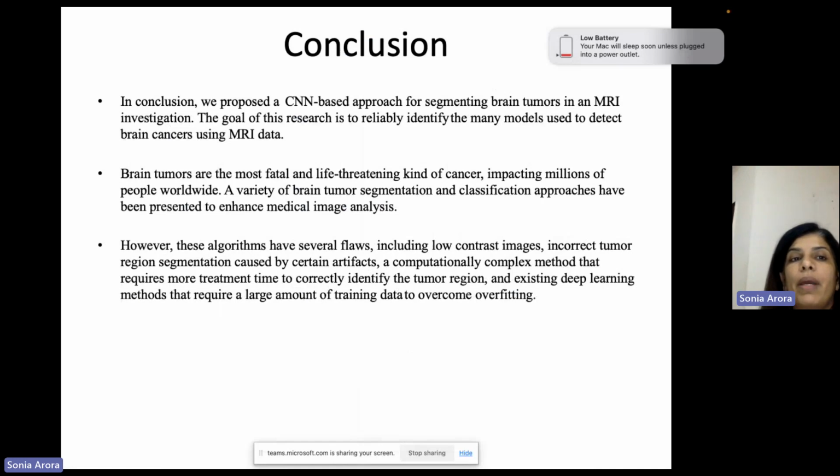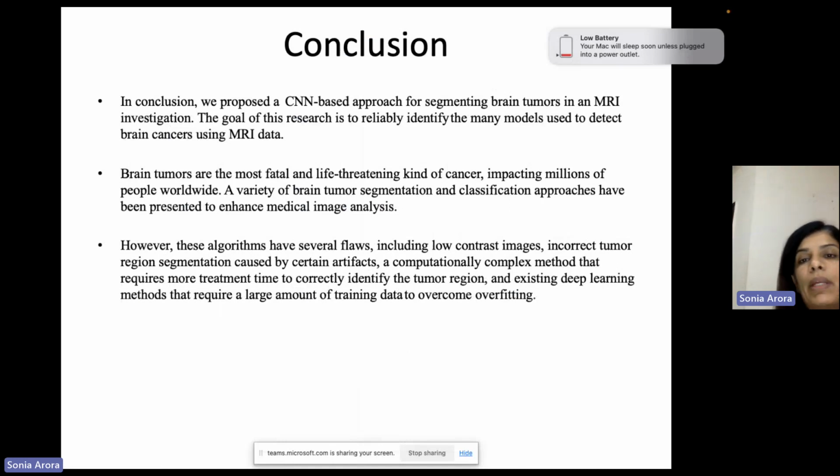segmenting brain tumors in MRI investigation. The goal of this research is to reliably identify the many models used to detect brain cancers using MRI data. Basically, brain tumors are the most fatal and life-threatening kind of cancer. So, millions of people worldwide are impacted by this.